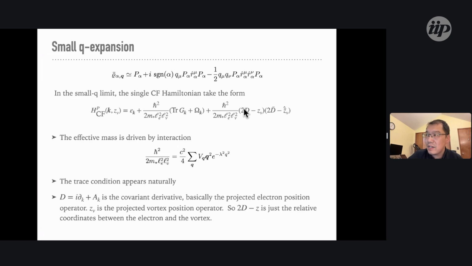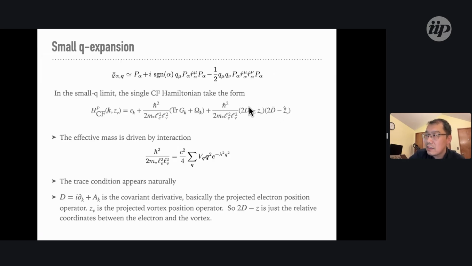And finally, let's look at the third term. This operator D here is basically the covariant derivative, right? Now we know it's the projected electron position operator in a band. And the Z here is the projected vortex coordinate. So the last term has a very simple physical meaning.